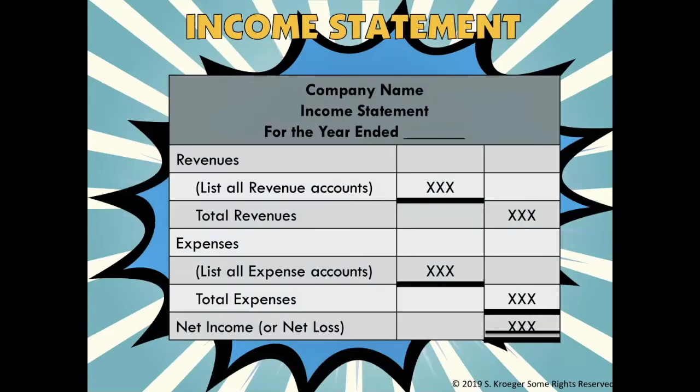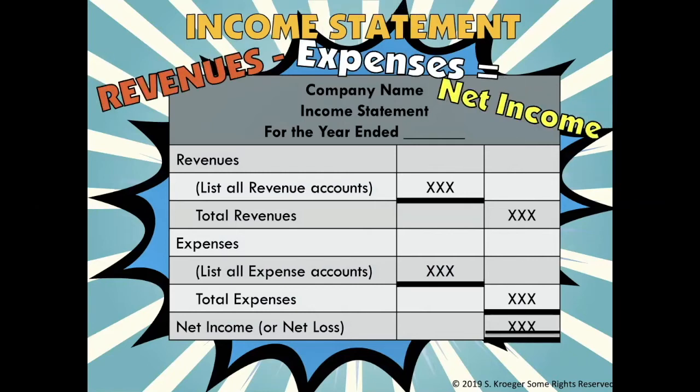We do need to prepare these statements in order because information from one statement is needed on the next and so on. The first statement that should be prepared is the income statement. As I previously stated, this will show all revenues and all expenses. Revenues minus expenses equals net income. If the number is negative, then it will be a net loss.